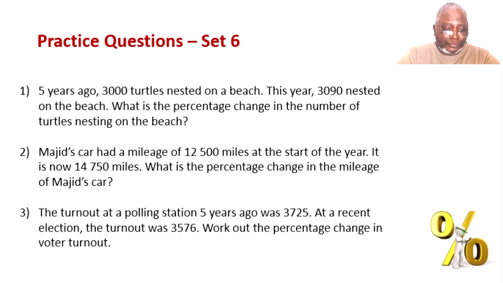Practice question set 6. 5 years ago, 3,000 turtles nested on a beach. This year, 3,090 nested on the beach. What is the percentage change in the number of turtles nesting on the beach? Question 2. Majid's car had a mileage of 12,500 miles at the start of the year. It is now 14,750 miles. What is the percentage change? And question 3. The turnout at a polling station 5 years ago was 3,725. At a recent election, the turnout was 3,576. Work out the percentage change.